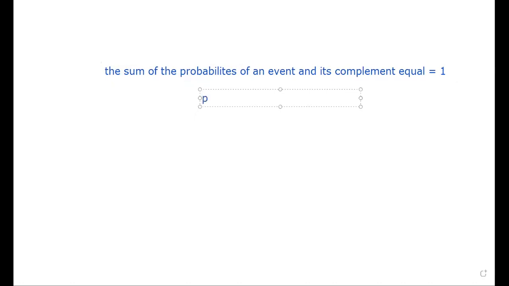So the probability of event plus probability of complement will be equal to 1. So the probability of event plus probability of complement, it will be equal to 1. Then let me give you an example.